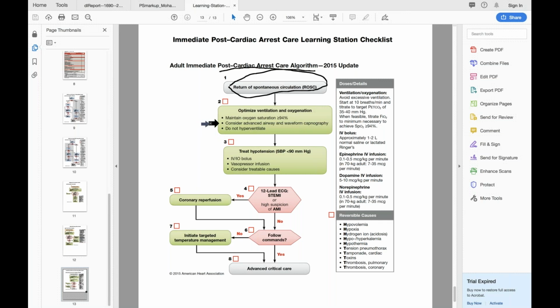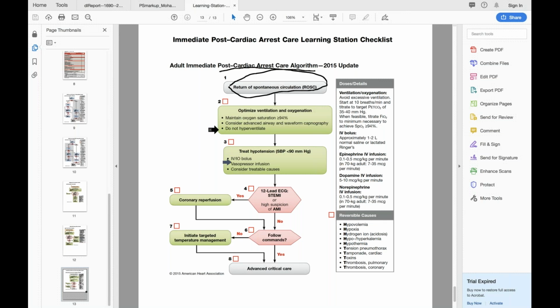Consider advanced airway, so you will intubate the patient and put him on waveform capnography. The second thing you want to do is give him oxygen, but do not hyperventilate him, and maintain the oxygen saturation at 94 or more. This is the B, breathing. This box is A and B. We finish the A and B.